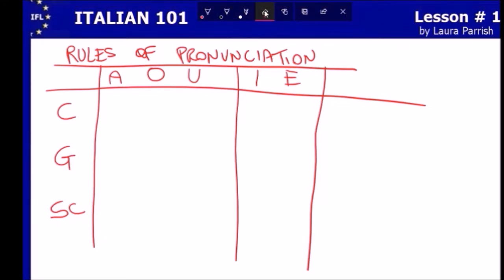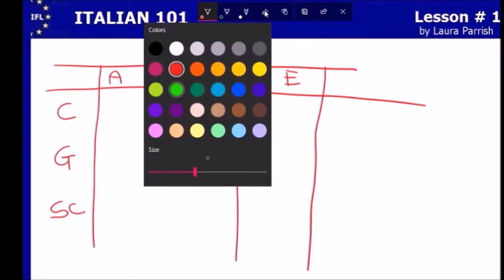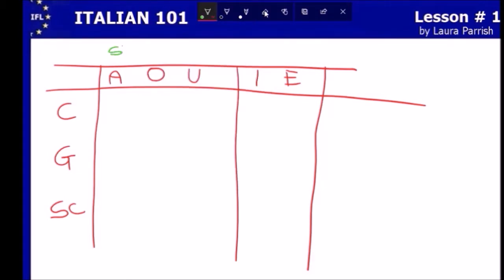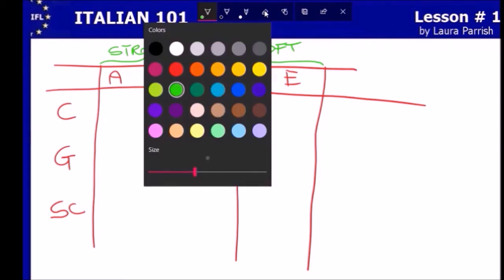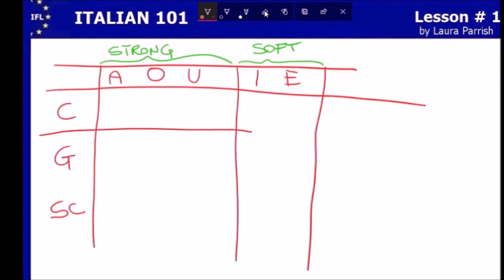Okay, now we delete here at the top this stuff. You know our rules of pronunciation, I told you already. At the top here, we're going to divide these vowels into strong vowels and soft vowels. So those are strong, and those two instead are soft. So there are two kinds of vowel, strong vowel and soft vowel, okay? So let's see what happened.